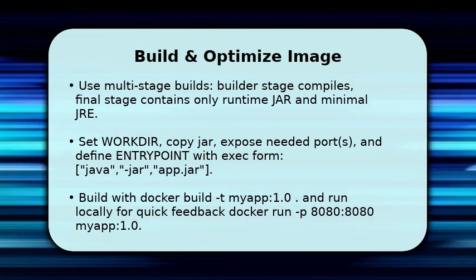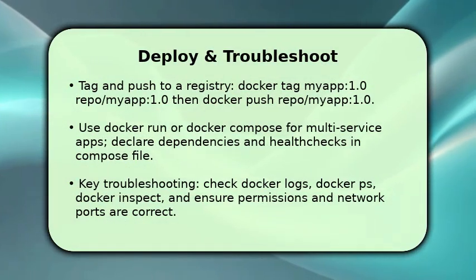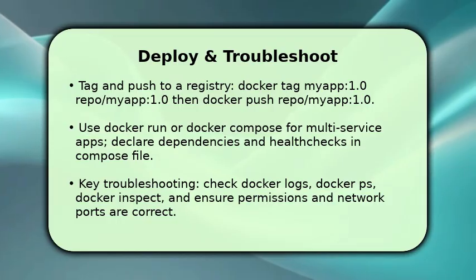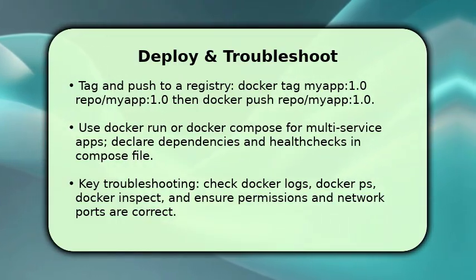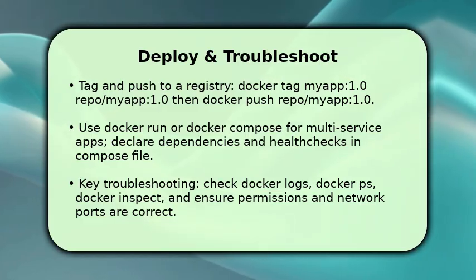You finish by tagging and pushing images to your registry for deployment. Tag with semantic versioning and push. For local orchestration, use docker run for single containers or Docker Compose to define services, networks, and health checks.